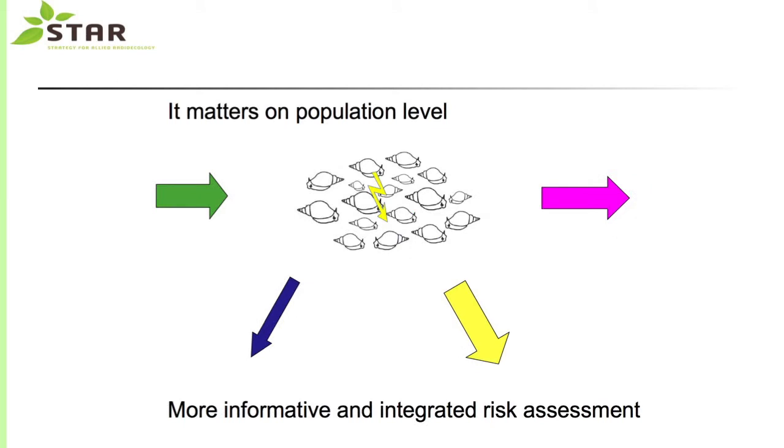And each of these processes matters on population level, because if the snails are affected in feeding, if they eat less, there will be more food for the other snails in the environment. And all these other fluxes, when they're influenced, have a different effect on population level. This is why we use DEBtox for a more informative and integrated risk assessment.